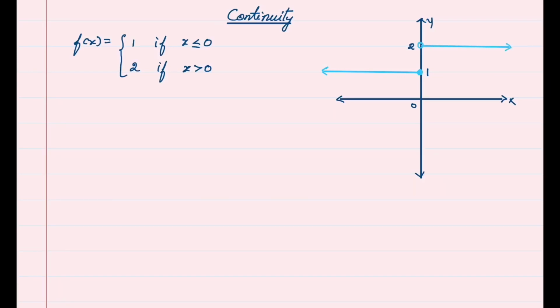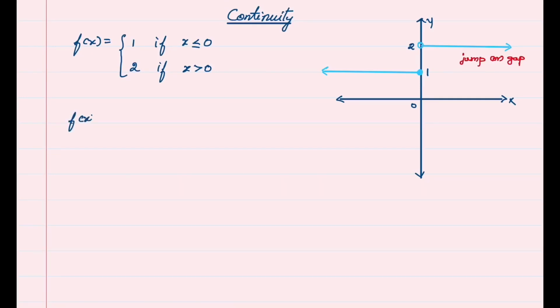For x equal to 0, f of x is 1. That's why at x equal to 0, at 1, there is a bubble. When we try to draw the graph of this function, we cannot draw it in one stroke, that is, without lifting the pen from the paper, because there is a jump in the graph, or there is a gap in the graph at x equal to 0. So, we say that the function is discontinuous at x equal to 0.